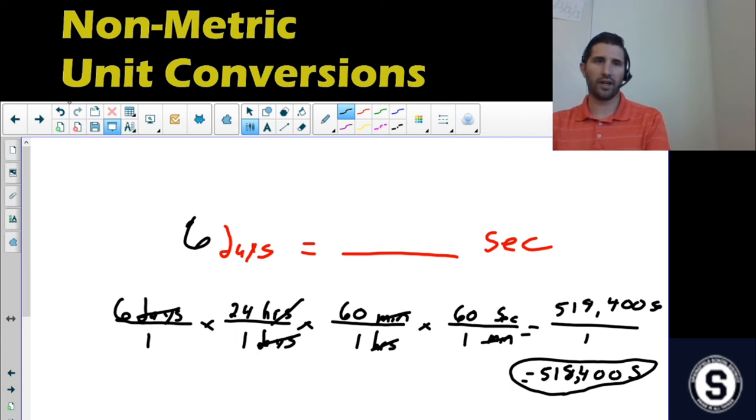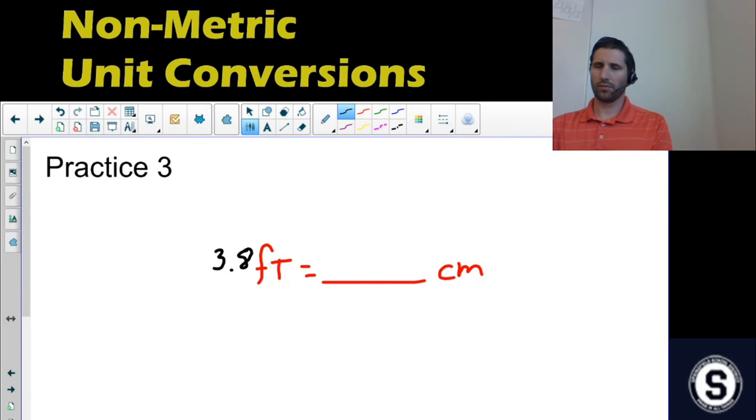Okay, let's do one last example. Okay, so let's look at this last example of 3.8 feet equals how many centimeters? Now, in this situation, we don't have a conversion factor that takes us directly from feet to centimeters. We have feet to meters, or we have inches to centimeters, but we don't have feet directly to centimeters. So we're going to have to do this in 2 stages.